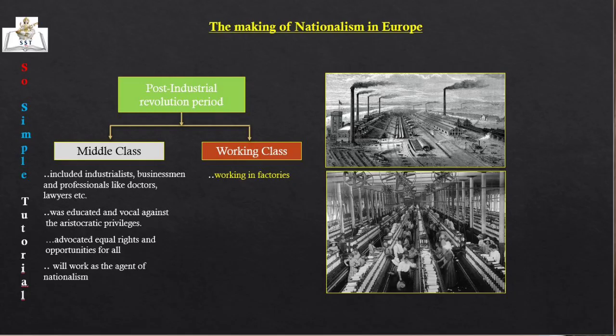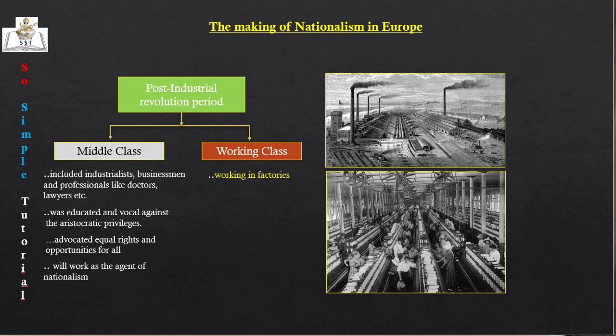There emerged two groups, working class and the middle class. The working class consisted of those working in the factories, and the middle class included industrialists, businessmen, and professionals like doctors, lawyers, etc. This middle class was educated and vocal against the aristocratic privileges. This class advocated equal rights and opportunities for all. This class was supporting democracy and the rule of law.